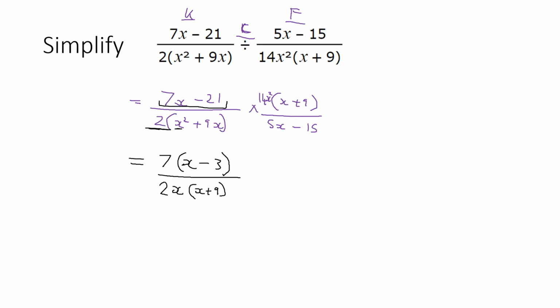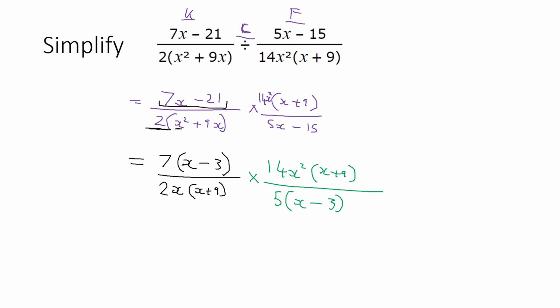Right, now let's look at the other bracket, which I'll use a different colour for. Yeah, let's use green. We can't do anything with x plus 9, so let's just leave that as is. And then 5x minus 15, what can that turn into? Well, we can factor out the 5. 5x divided by 5 is just x. Minus 15 divided by 5, minus 3.